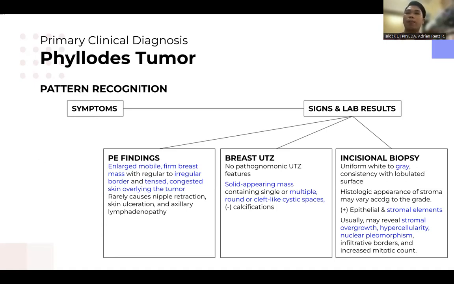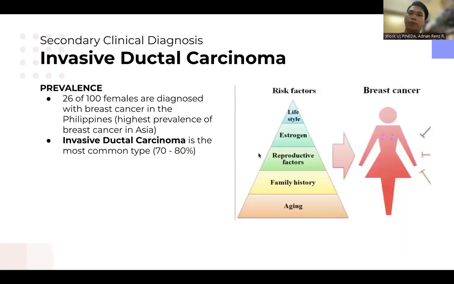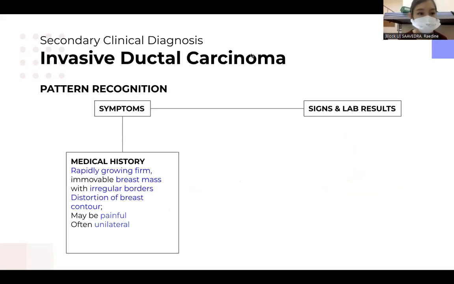The appearance of both epithelial and stromal elements within the cytological smear support the diagnosis of phyllodes tumor. However, according to Mishra et al., epithelial cells may be absent from malignant lesions as seen on our patient. On the other hand, presence of stromal overgrowth, hypercellularity, nuclear pleomorphism, infiltrative borders, and increased mitotic figures vary depending on the subtype of phyllodes tumor, as mentioned in Robbins and Cotran Pathologic Basis of Disease. For the secondary clinical diagnosis, we considered invasive ductal carcinoma.